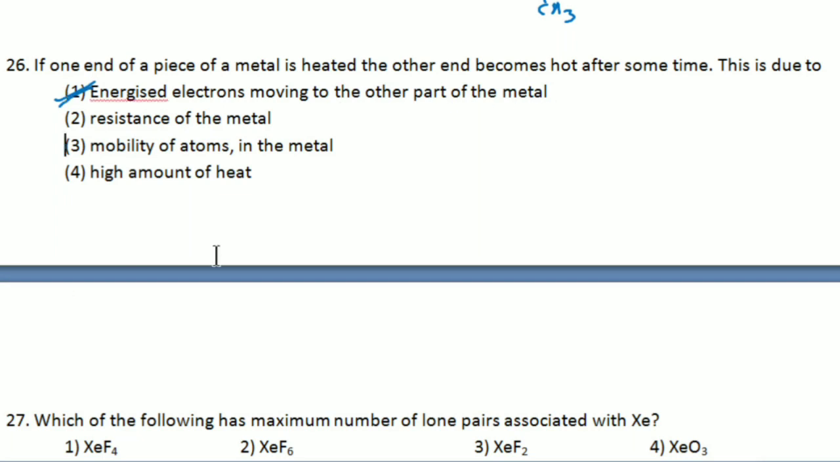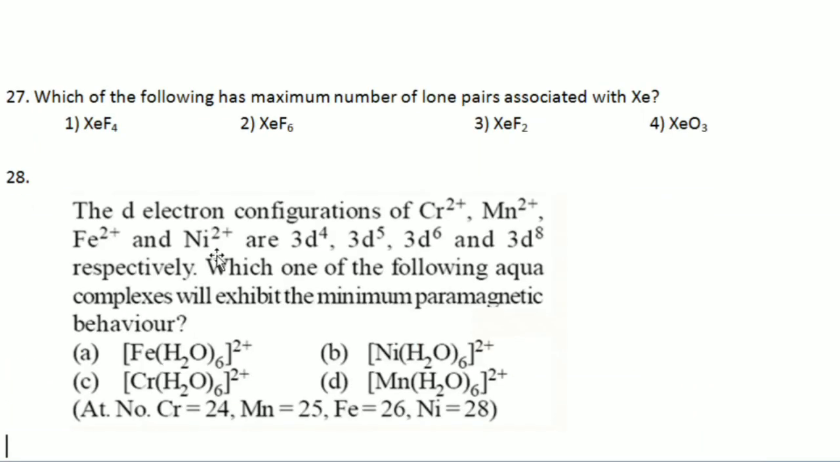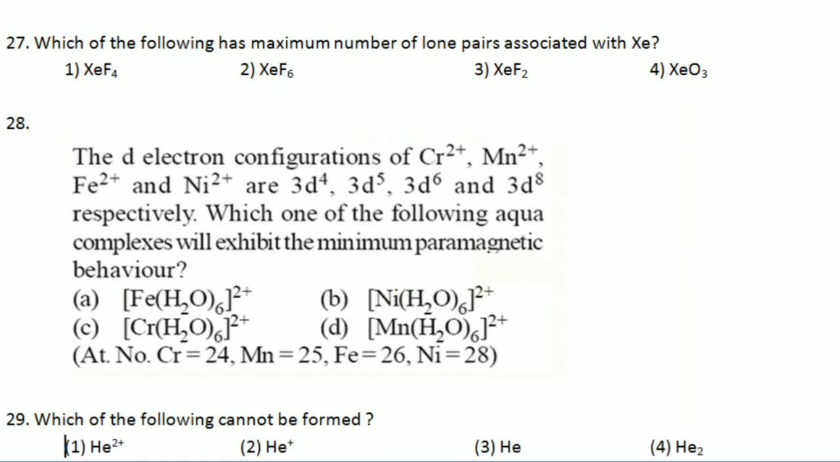Now 27th question. Which of the following has maximum number of lone pairs associated with the xenon? We know that XeF4, if you calculate the hybridization, you will get sp3d2. 6 should be surrounded, but 4 are there, so the number of lone pairs is equal to, I will write, n equal to 2, right? XeF6, remember, sp3d3 hybridization. You calculate the hybridization by using H equal to half into valence electrons minus monovalent atoms, like that.